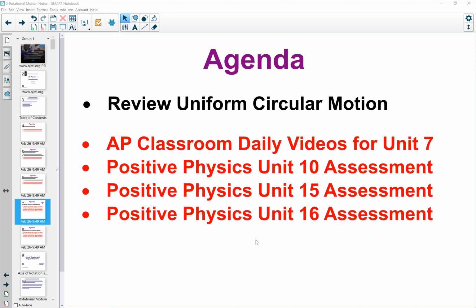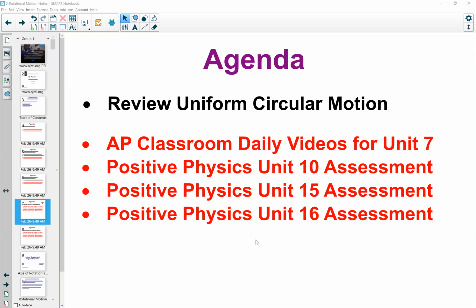And then Unit 16 is on the final concepts of rotational motion, things like angular momentum, which will be probably covered towards the end of next week. So that's where those assessments line up. And you should complete those on your own pace, just by the due date. So again, I'll show you on the calendar here in a minute, but Unit 10 is first, and then 15 and 16.